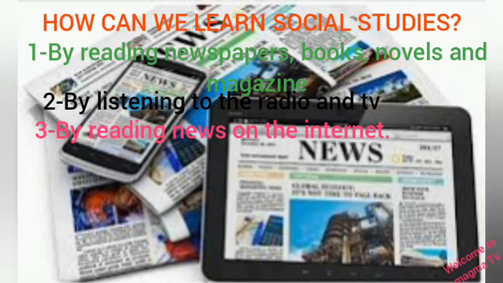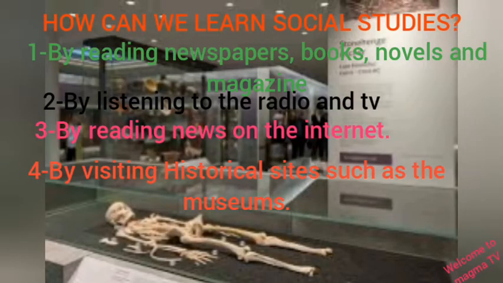So we learn by reading news on the internet. Coming to the fourth one, we are saying by visiting historical sites such as museums. We have a lot of historical sites. For instance, we have Ingombe Ilede, we have a museum in Choma, we have a museum in Livingstone, we have a lot of places that are of history, especially to us today who are living in the modern life. So by visiting such places, we learn social studies.